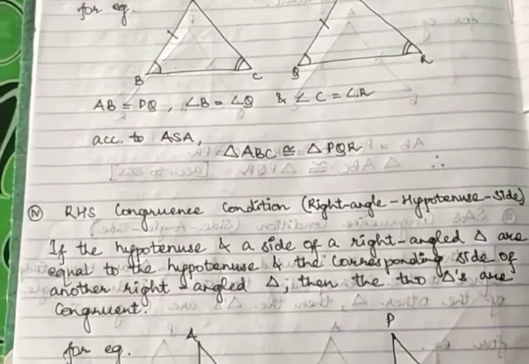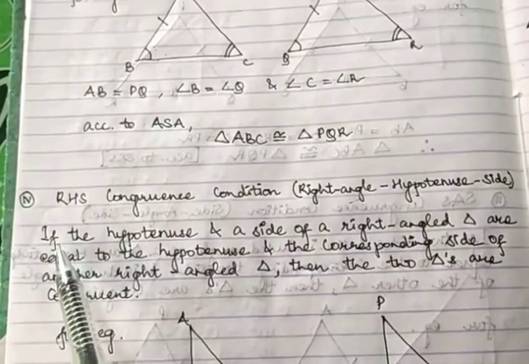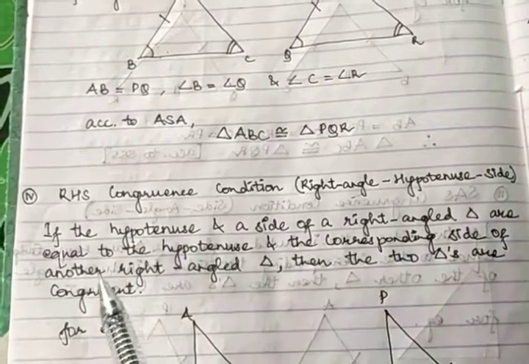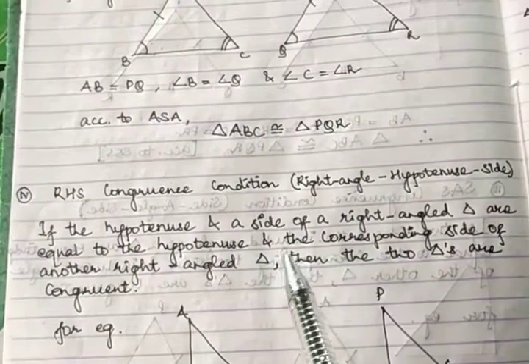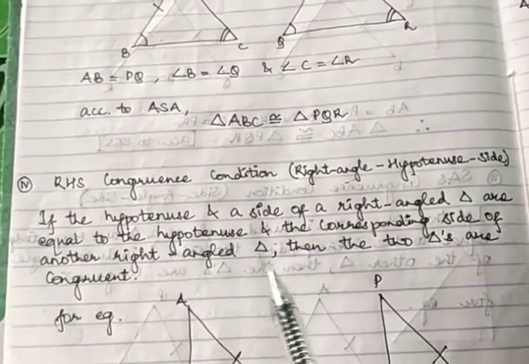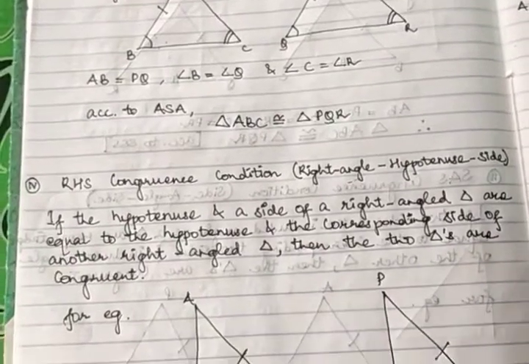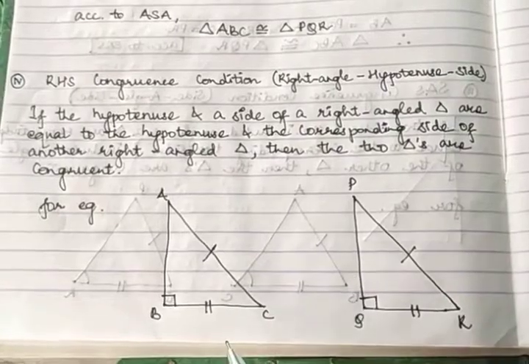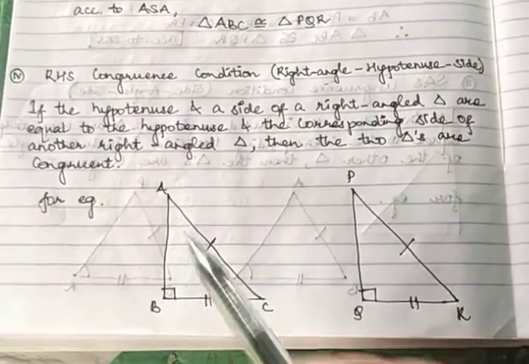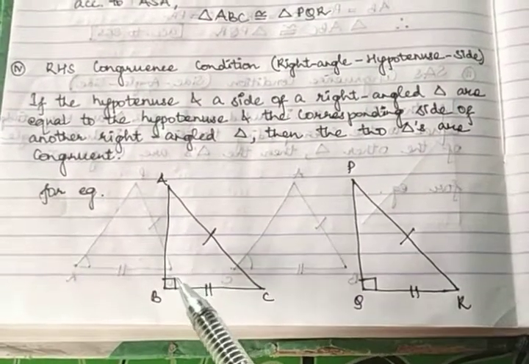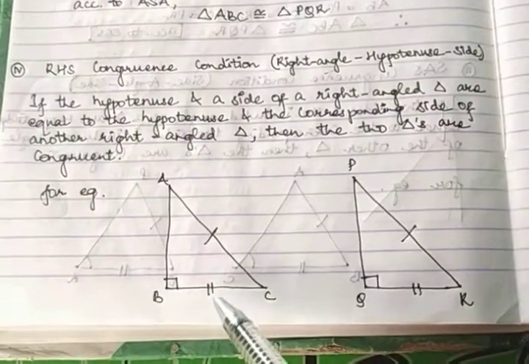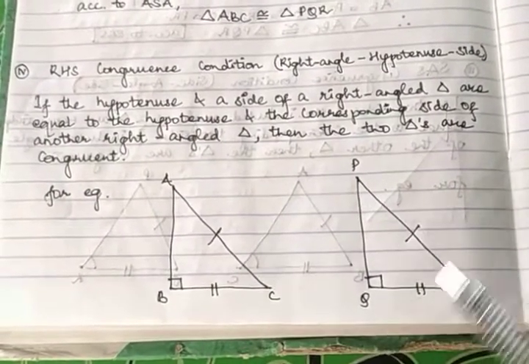Okay, now see the statement: if the hypotenuse and a side of a right angled triangle are equal to the hypotenuse and the corresponding side of another right angled triangle, then the two triangles are congruent. As I've already said, here we'll be comparing two right angled triangles. So two right angled triangles I've drawn: ABC, PQR. I've given 90 degrees here, 90 degrees. I've given the bases equal, BC, QR, and the hypotenuse equal, AC and PR.